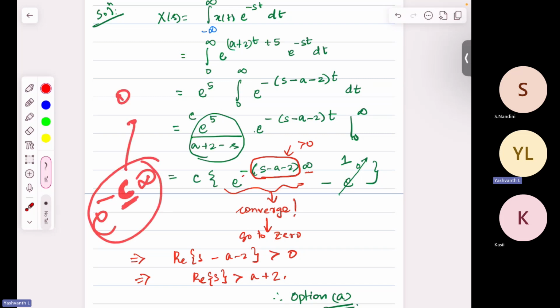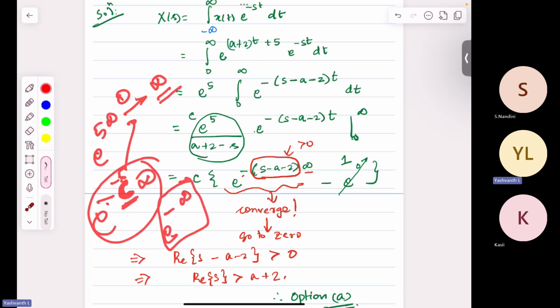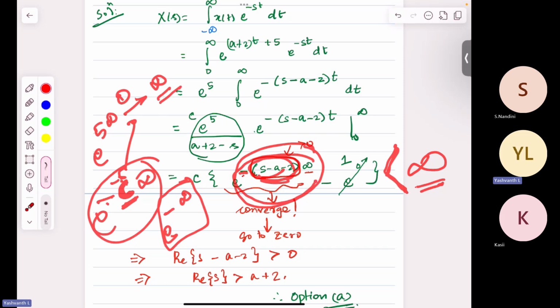Suppose c were negative, let's say minus 5. Then minus of minus 5 is plus 5, so e power plus 5 infinity is going to go to infinity. I want it to be some e power minus infinity form, right? It has to be negative. Only then this will go to 0, so that the entire integral value will be a finite number. If s minus a minus 2 is a negative number, then that will cancel the minus. So the first term will be effectively something like e power infinity, which will make it go to infinity. Then you cannot make this a finite number. That means the integral does not converge in that region.